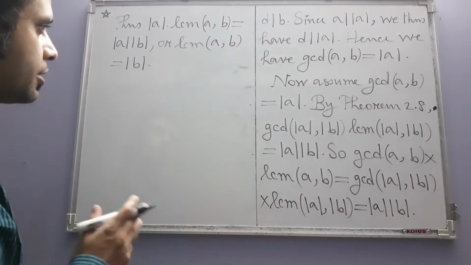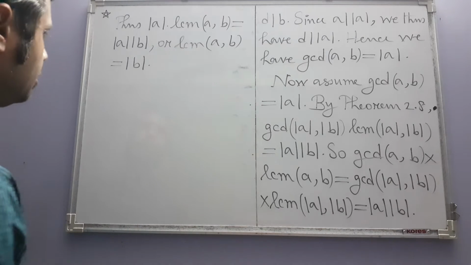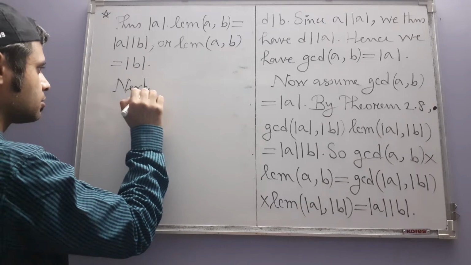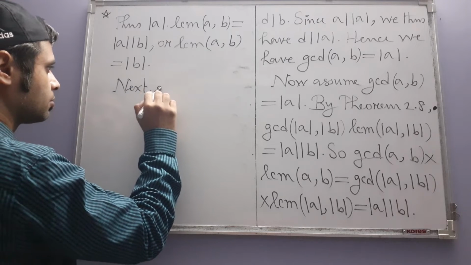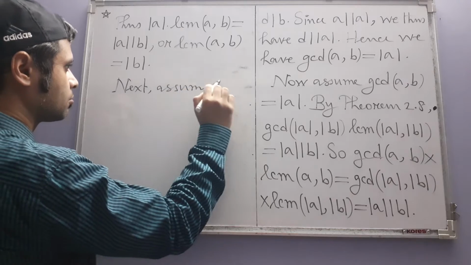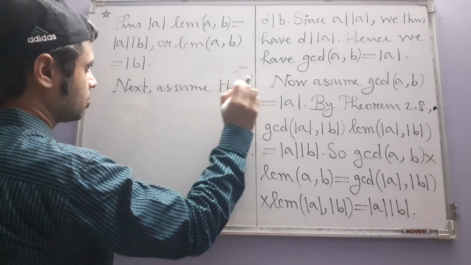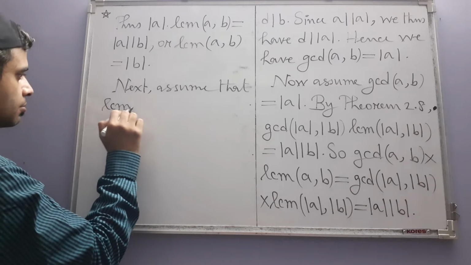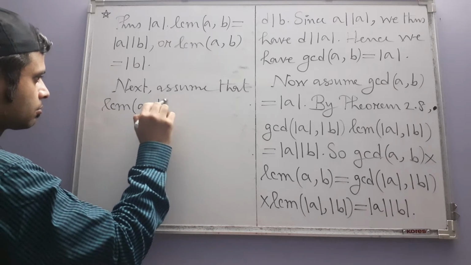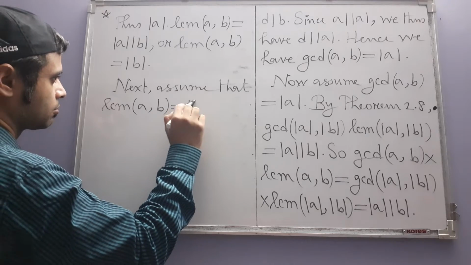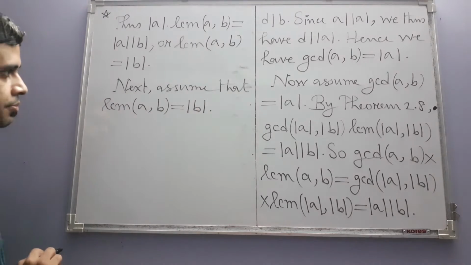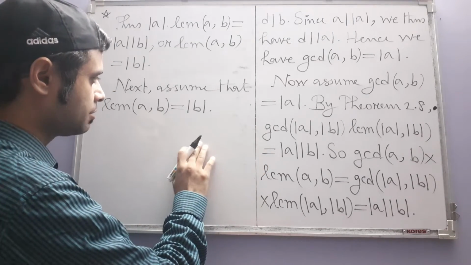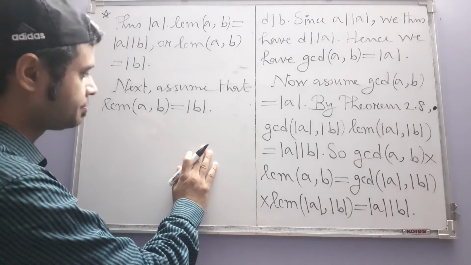Now finally, let us prove that part C implies part A. Next, assume, that means we have to start with this one as our hypothesis. This. And what is our part A? Part A is the statement that A divides B.